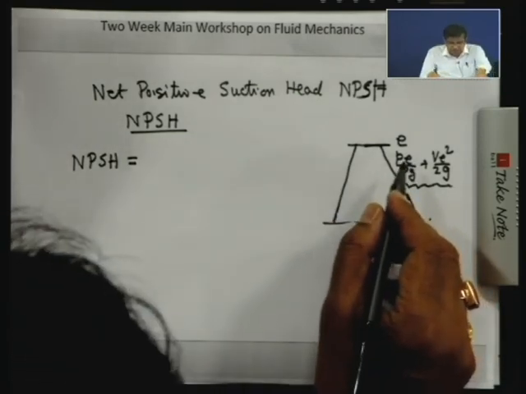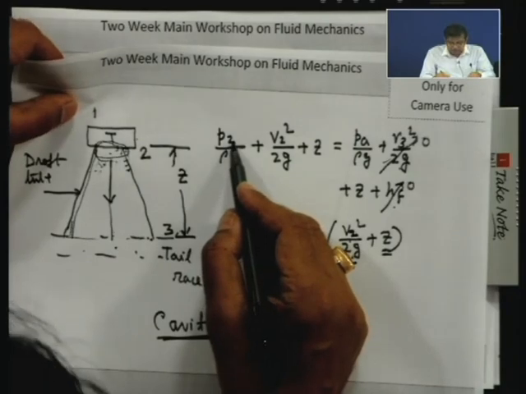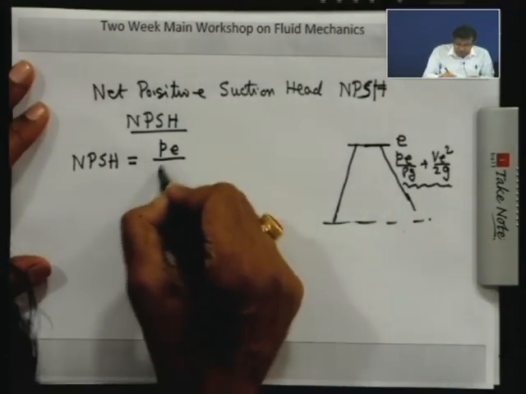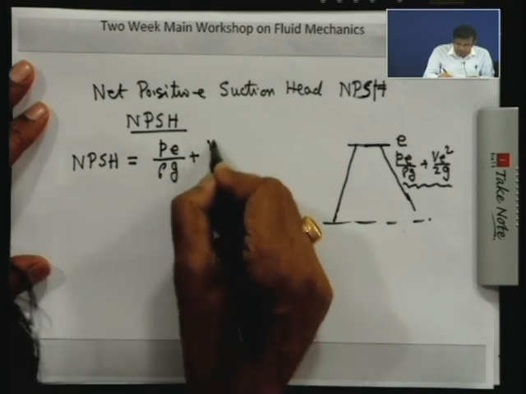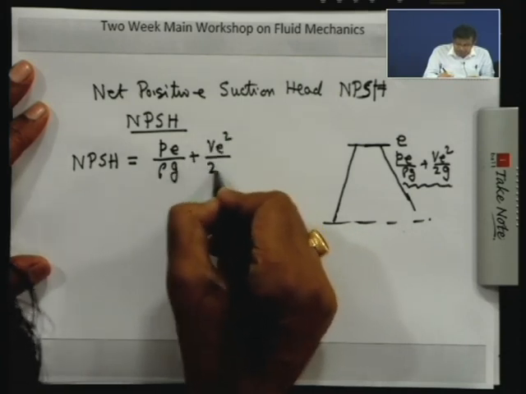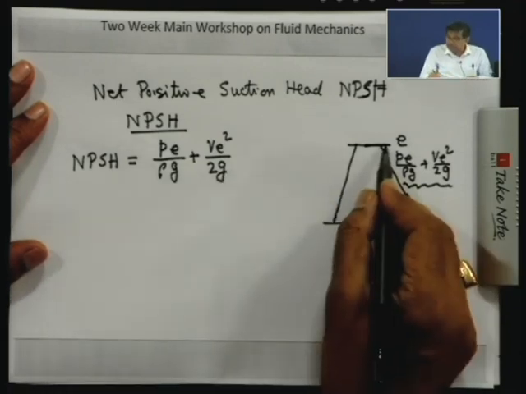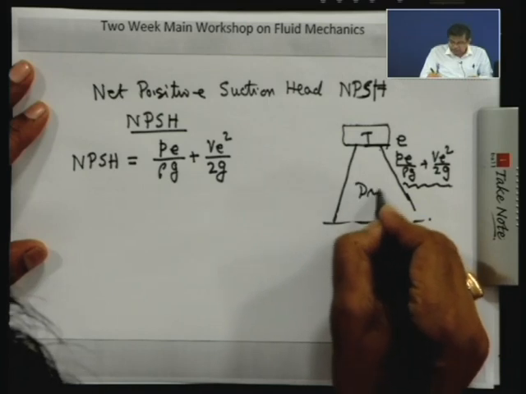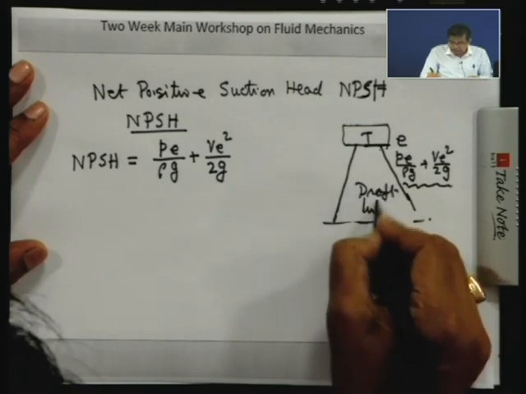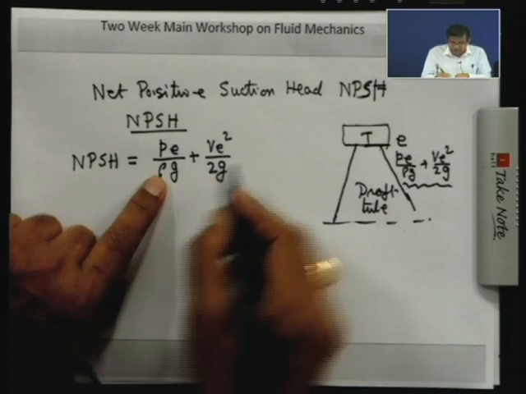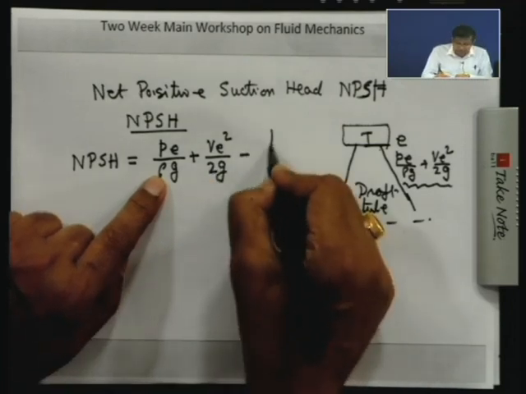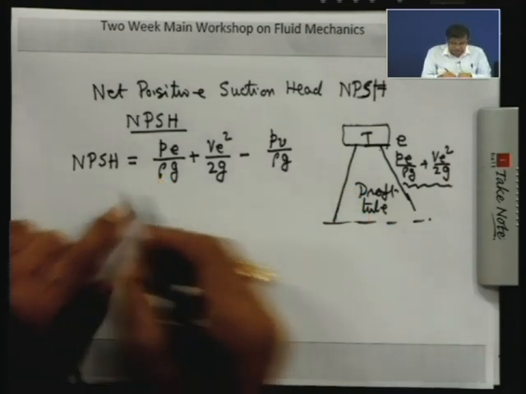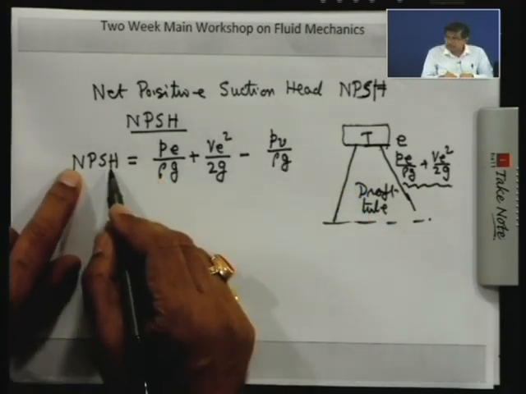Earlier we wrote the outlet section as 2. Now I write section E, because in books you will see this. By definition, it is the pressure head and velocity head at the outlet from the runner of the turbine and inlet to the draft tube, that is, the sum of the pressure and velocity head minus the head corresponding to the vapor pressure, or vapor pressure head. This is known as net positive suction head.